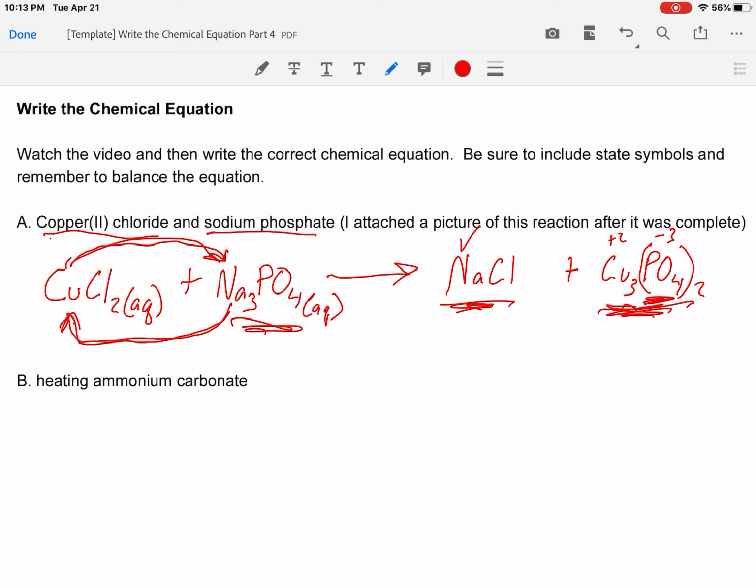But on this side, it is not. So in other words, that means this guy is our precipitate, and its state symbol is going to be S. And over here, the sodium chloride, that is going to be an AQ. That is going to be dissolved.